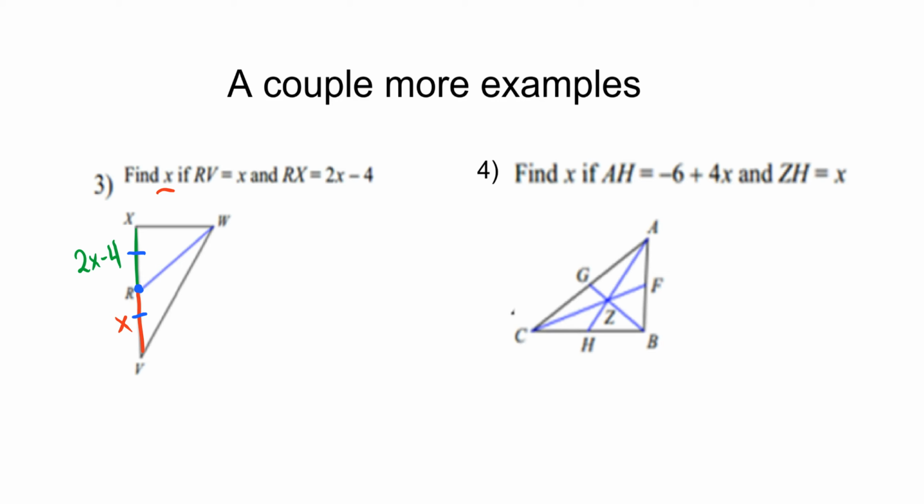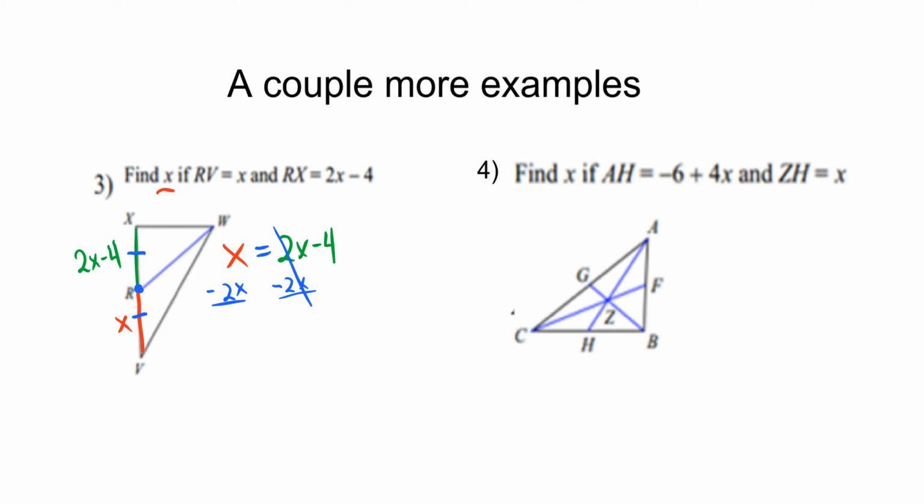So what we can say is that x is equal to 2x minus 4 because those two parts have to be equal. So from here we just need to solve this equation. Why don't we take this 2x and subtract it from this side so that we can get our x's together. If I do it to this side of the equation, I have to do it to the other.